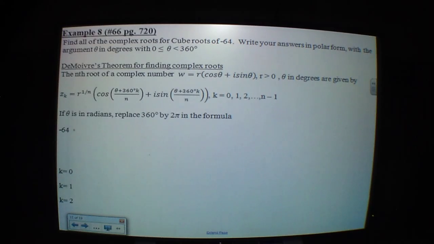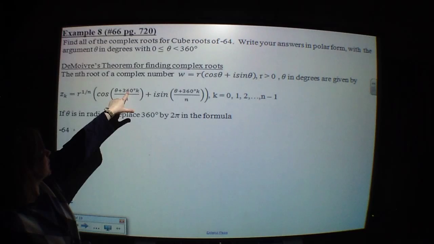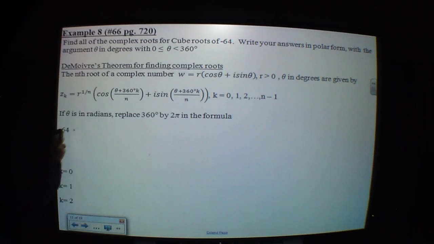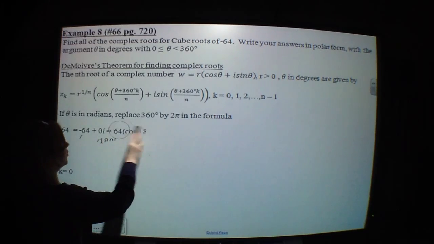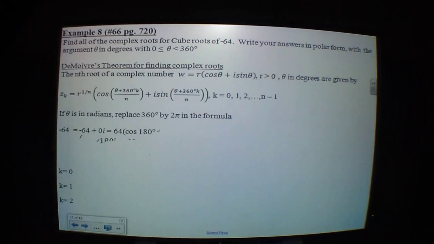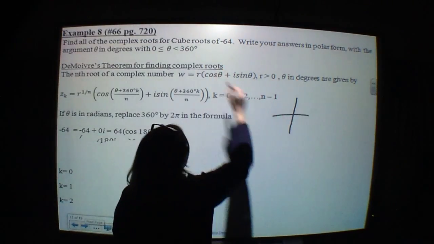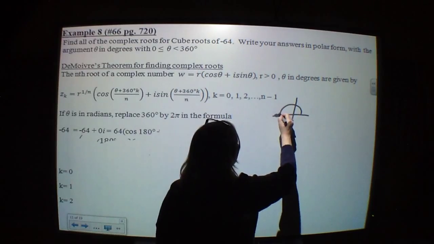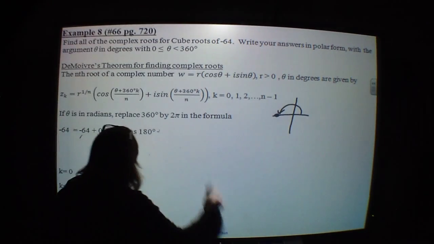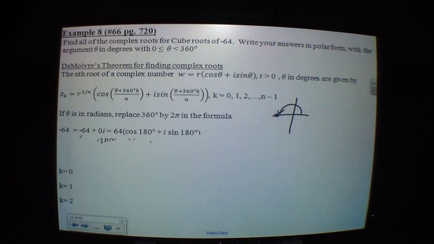Here I want the cube root. And also, if it's radians, I could do 2 pi here. So I want the cube root. Negative 64, I'm going to first write it as negative 64 plus 0i, so you can take a look and see what it looks like in polar form. In polar form, negative 64, 0 is over here, which is 180 degrees. That's why in polar form, it's right there.